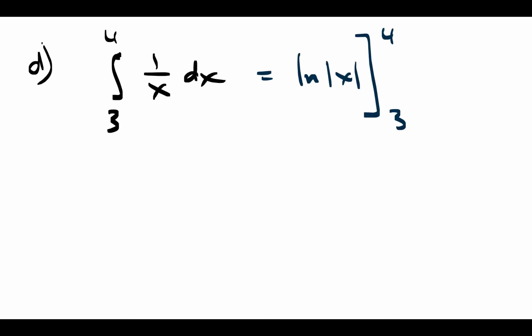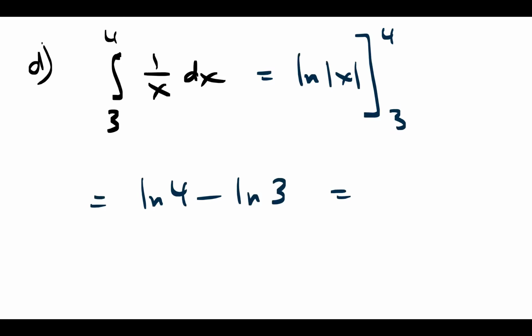bracket 3 to 4. The only thing you have to be careful of here is that you wouldn't be able to go from negative numbers to positive numbers for 1 over x, because you have a break in the graph and then you get some weird stuff. So these functions do have to be continuous to work. All right, let's plug it in. So ln of 4 minus ln of 3.